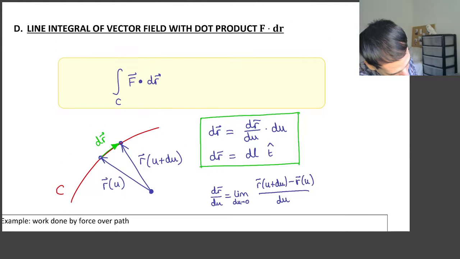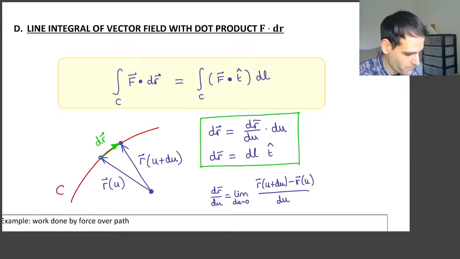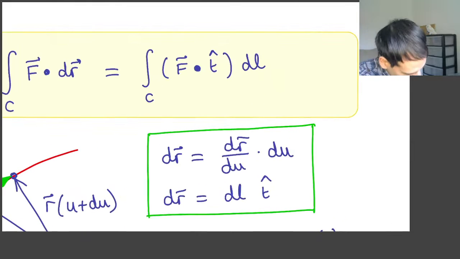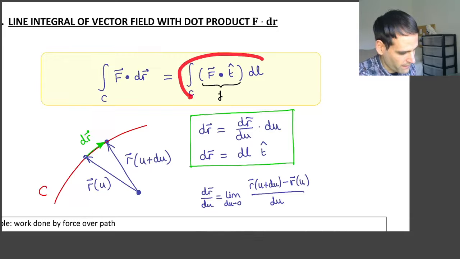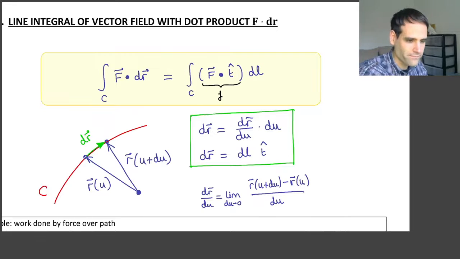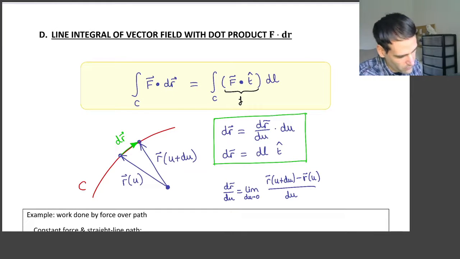So if we substitute this up here, you can write this as the line integral of F dot t hat dl. I basically substituted dr vector with dl t hat, and then I just grouped the vector t hat, put it inside of this bracket, so I do the dot product with F. And notice that this becomes just a scalar function. So this becomes a normal integral of f dl. So that is this important definition of this line integral with a dot product.